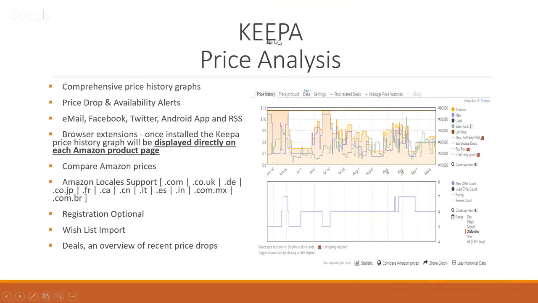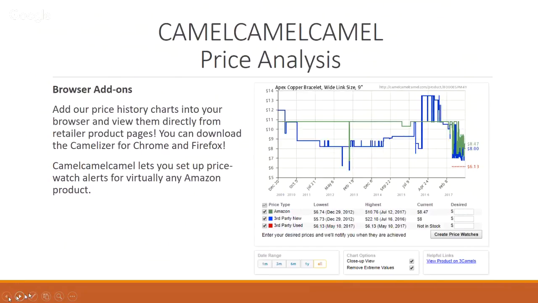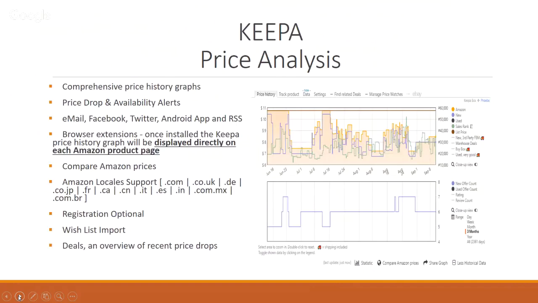Now that's Keepa. Again, similar to Camel, Camel, Camel, the analytics is on the page, whereas with Camel, Camel, Camel we've got a pop-up. What you do is press your Chrome extension, and it will pop up on the actual page you're analyzing, in this case the copper bracelet. Whereas Keepa is literally on the page, so there's no need to press any extension icons at all. The information is there on the page itself.